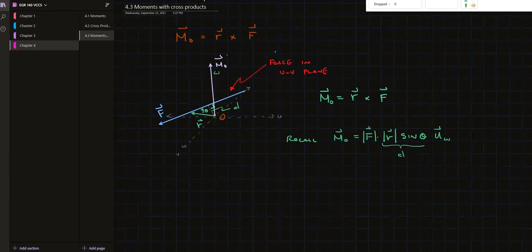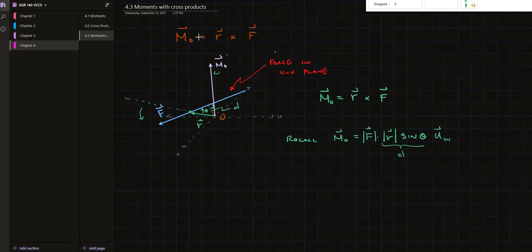So why is this R cross F? Well, think about it this way. This thing intersects R here. No matter where we drew it, it's going to intersect R somewhere. And this vector continues on in this direction. And use your right hand rule. If you cross this way, you're going to end up with a positive.